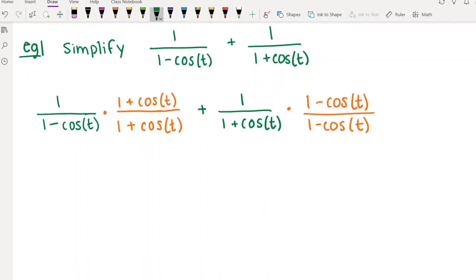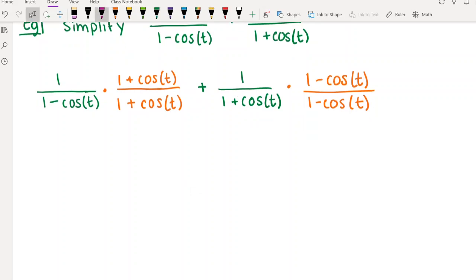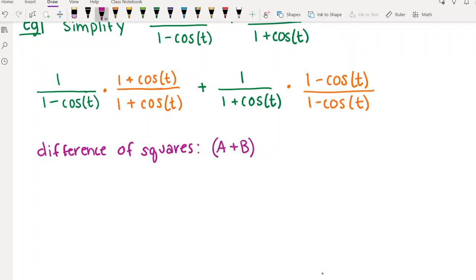So let's pause as an aside and talk about what we're going to get in the denominator. This is a slight side note, but when you have things that look like this and this, and you multiply them together, it's what's called a difference of squares, right? So a difference of squares is basically when you have anything of the form a plus b times a minus b. And here a and b could be x and 5, or they could be 1 and cosine of t.